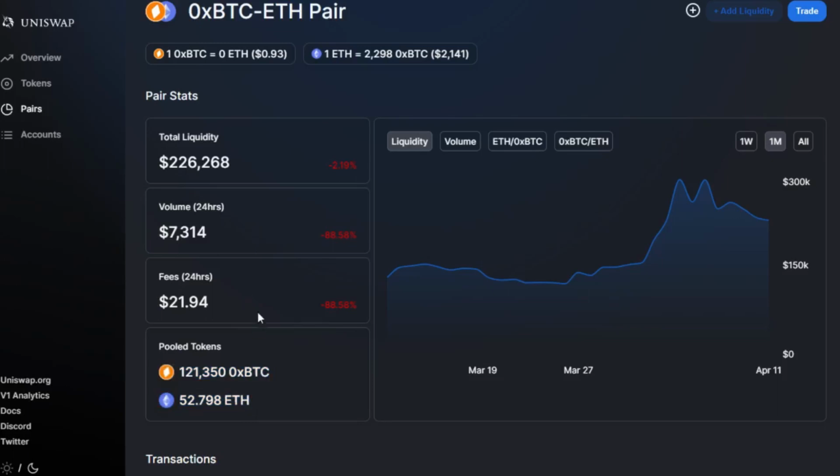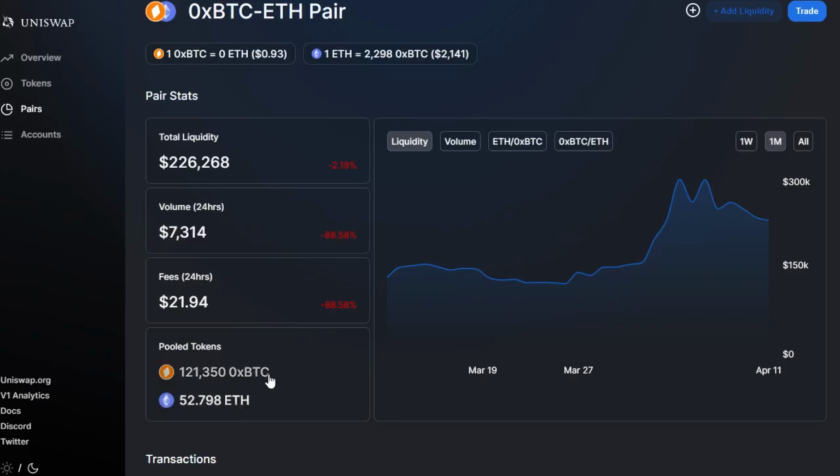At the moment when you add liquidity to the pool, you have to provide half value in one of the assets and half value in the other asset. So for example, you'd have to provide $1,000 of liquidity of 0xBTC and $1,000 of liquidity of ETH in order to add $2,000 of total value worth of liquidity to this pool.